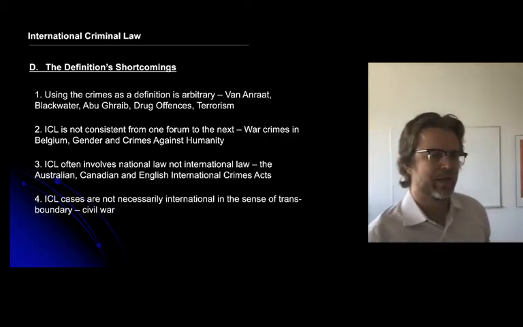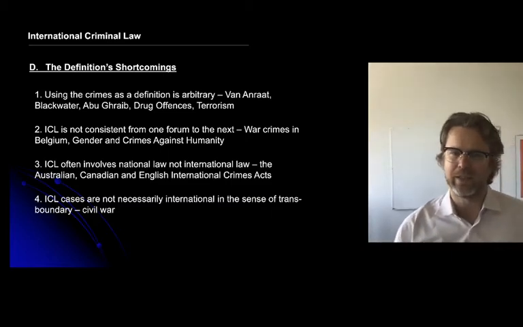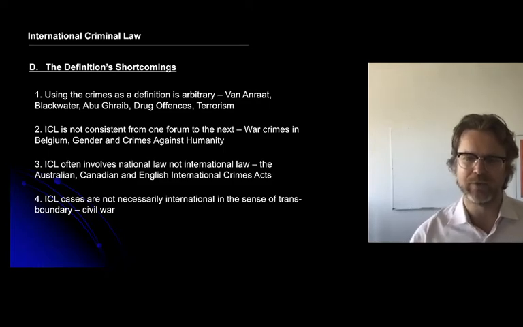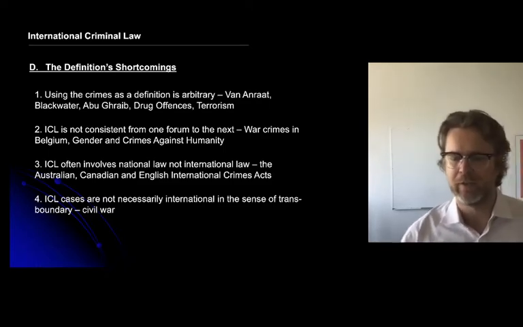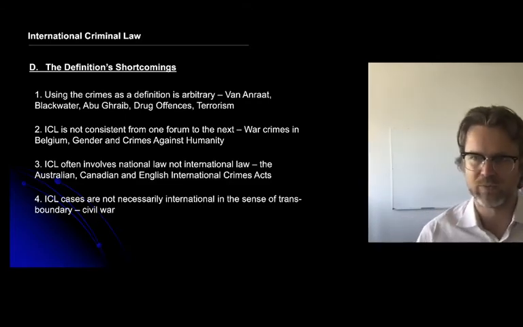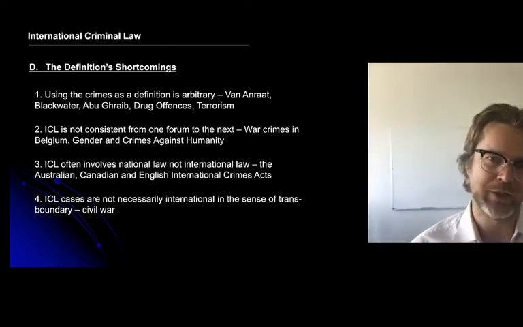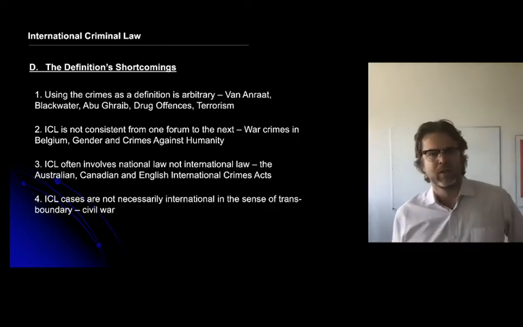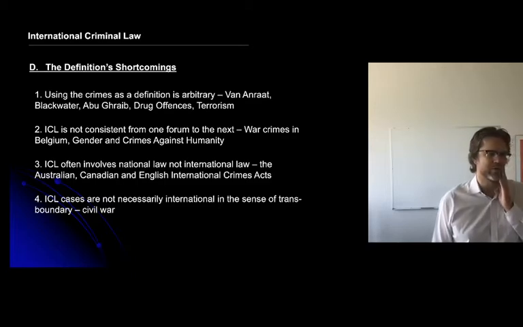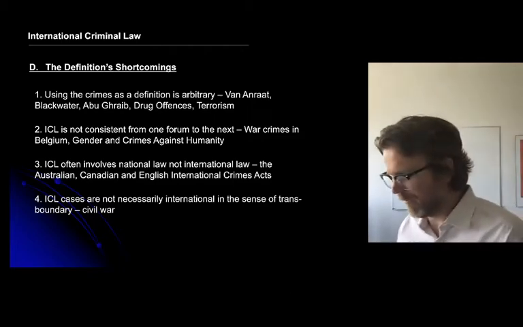The other, and I think final, aspect that I wanted to emphasize for you is that what's interesting about international criminal law cases is that they're not necessarily international in the sense of transboundary. And there are a couple of reasons for this. The most obvious one is civil war. So civil war isn't really international in that important sense. And so there's a way in which even the word international in international criminal law is misleading. But there's a story that I think is pretty significant for your understanding about the origins of crimes against humanity that we'll pick up on when we discuss those crimes, that really highlights this.